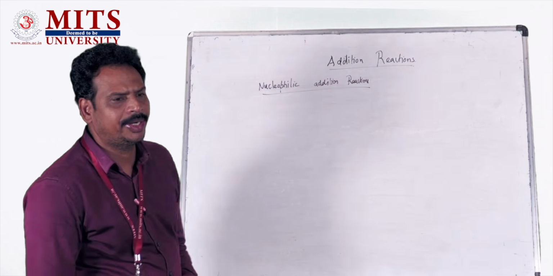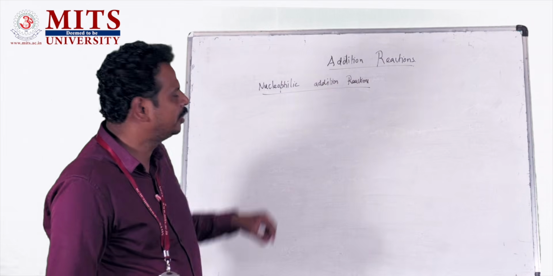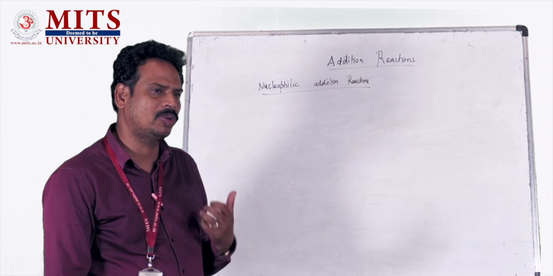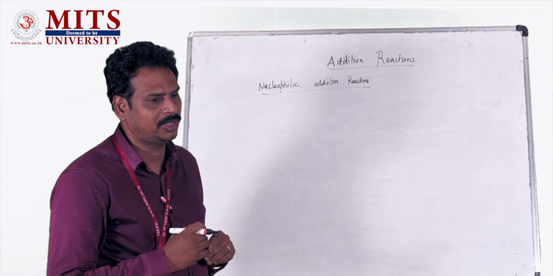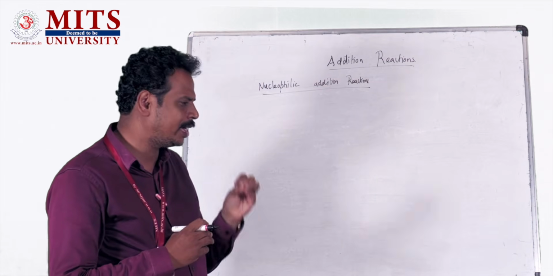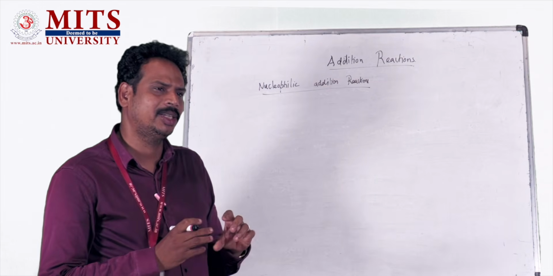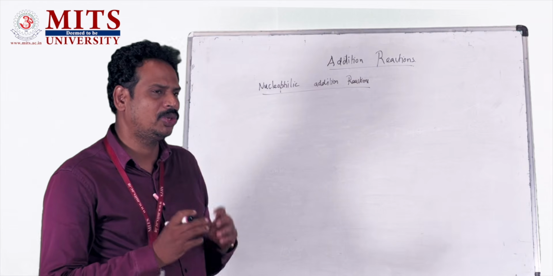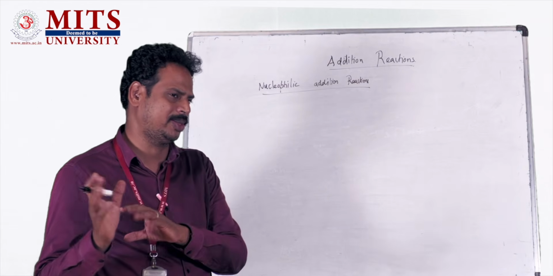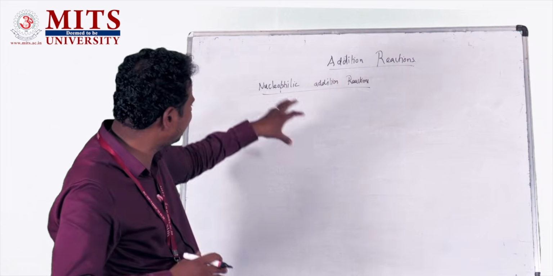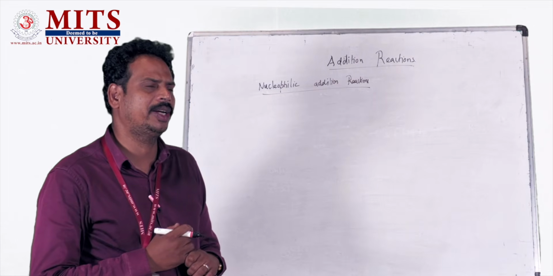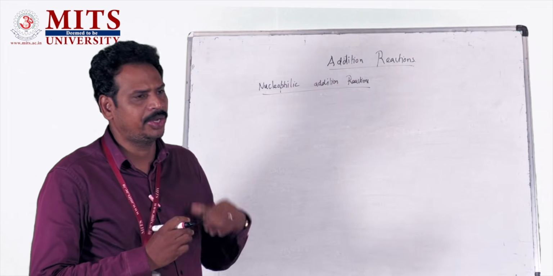So nucleophilic addition reactions. Here the definition itself, we have already seen. The attacking species here is a nucleophile. So the nucleophile attacks the carbonyl, especially aldehydes or ketones, to form their corresponding product. That means the pi bond here also breaks and a new sigma bond is formed. So the attacking species in the nucleophilic addition reaction is absolutely a nucleophile.